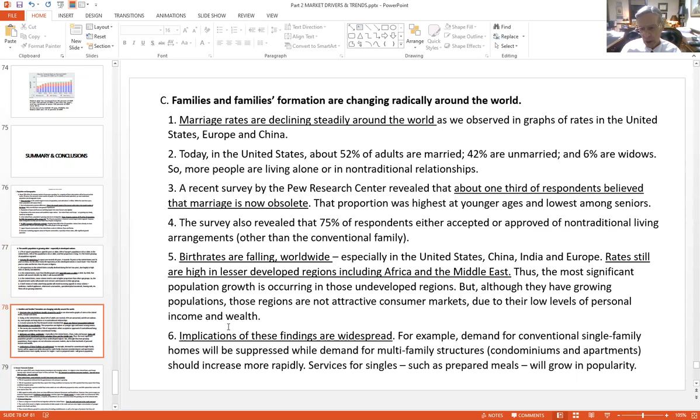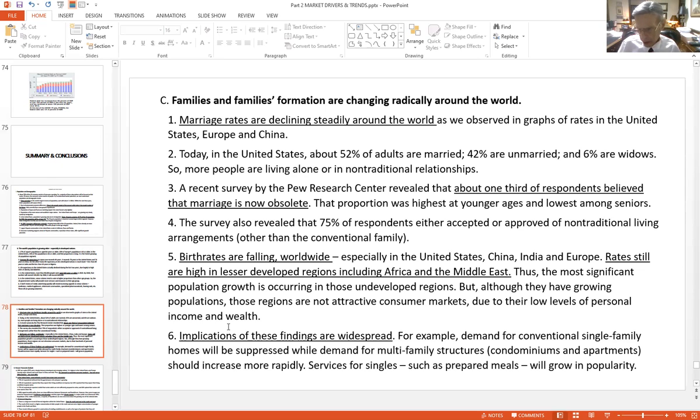Birth rates worldwide are falling. And again, we looked at some charts that reflected those trends, but we also saw that in less developed regions of Africa and the Middle East, birth rates are still above the replacement age. And so that's where population growth is occurring, in those regions where economic conditions are not as favorable. So they're growing, but as targets of marketing opportunity, they are not as attractive.